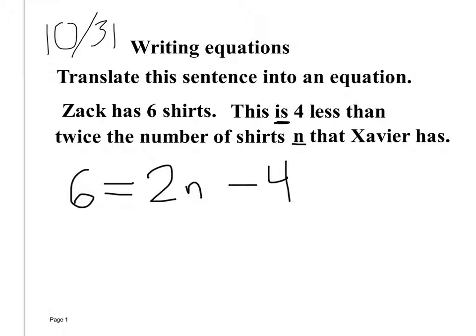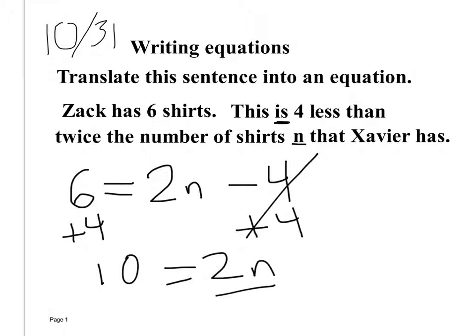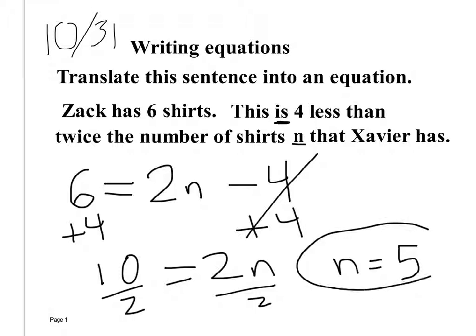If your homework says translate, and that's all it says, then this is your answer. Let's go ahead and solve it. First thing I do is add 4 to both sides. This is 10 equals 2n. I divide by 2. How many shirts does Xavier have? 5. Which is 4 less than twice the number of shirts. If you plug 5 in there, what's 2 times 5? 10. What's 10 minus 4? 6. There we go. So Xavier has to have 5 shirts.